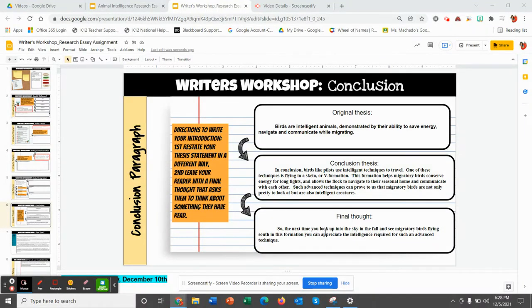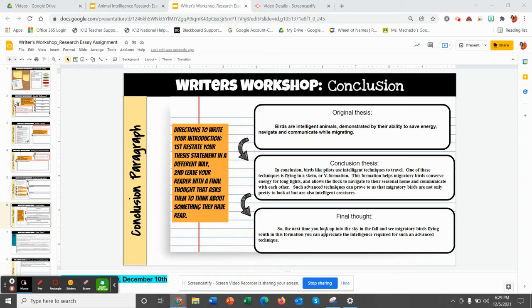Hello, students. Today in Writer's Workshop, we are writing the conclusion paragraph to our essay. Now, a conclusion paragraph really has two different ingredients, we'll call them. One is the conclusion thesis, and the other is something we call the final thought.